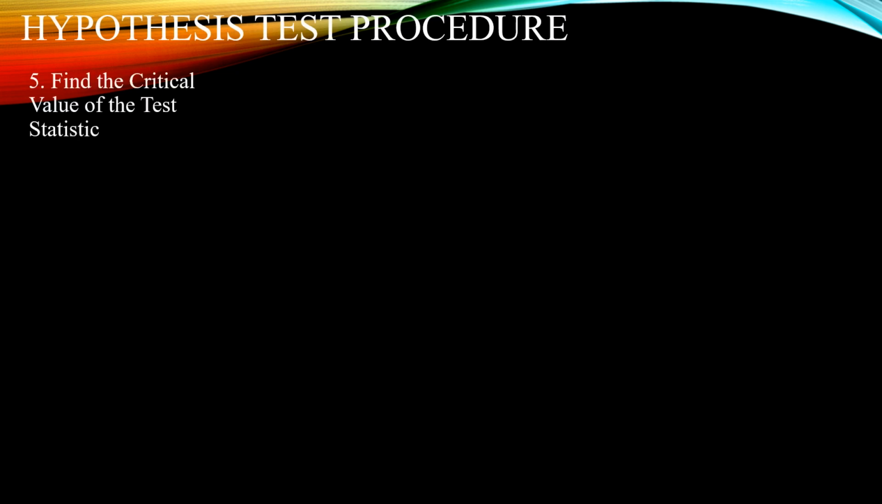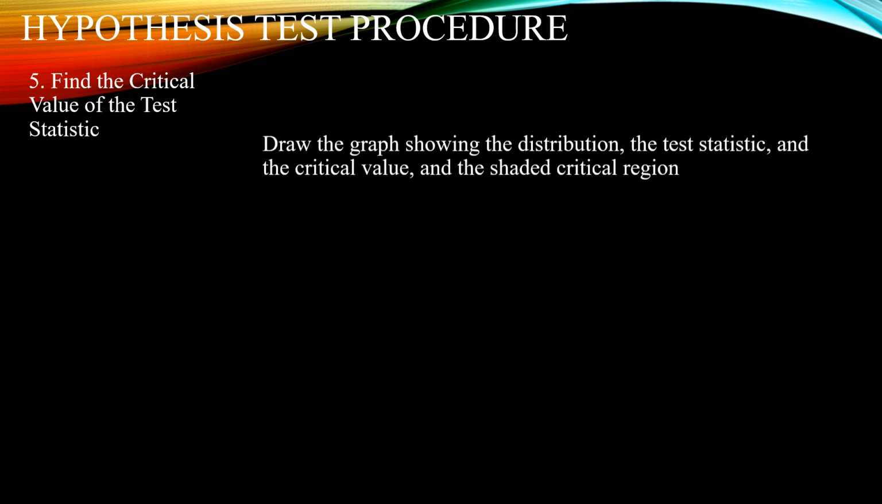Step 5. You want to find the critical value of that test statistic. So that's the value that's on the boundary between the critical region and the non-critical region, between the rejectable region. If you find a sample that lies in that region, it would disagree with the null hypothesis, versus if you find a sample that lies in a region that agrees with the null hypothesis.